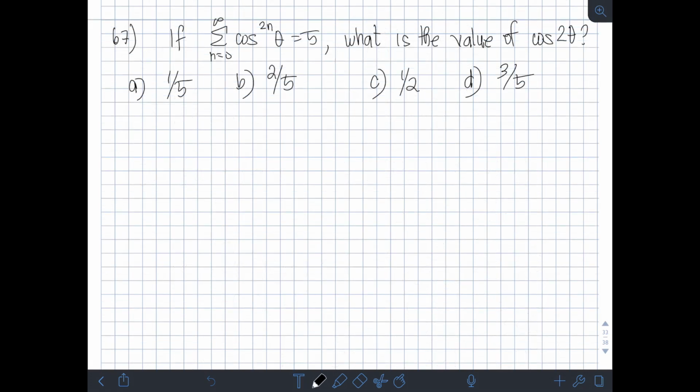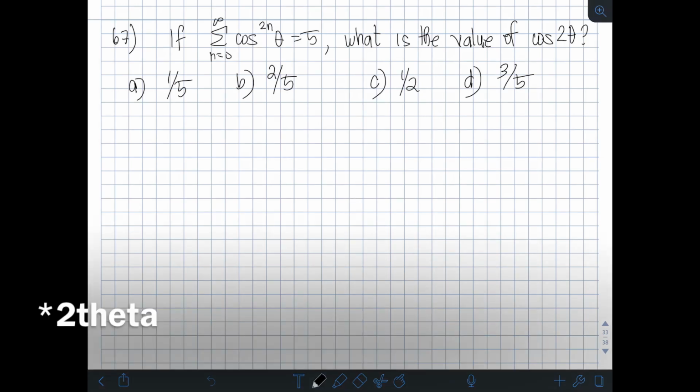Okay? Next, we have, if summation of cosine raised to 2n theta from n is equal to 0 to infinity is equal to 5, what is the value of cosine theta?